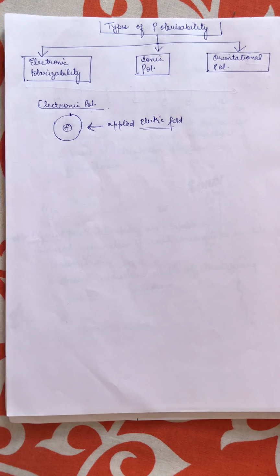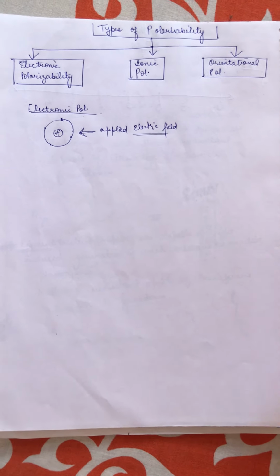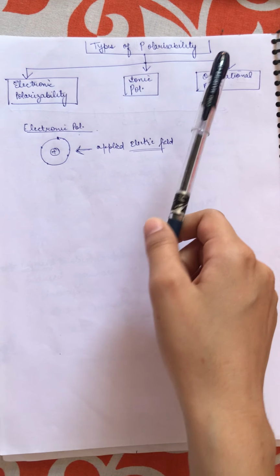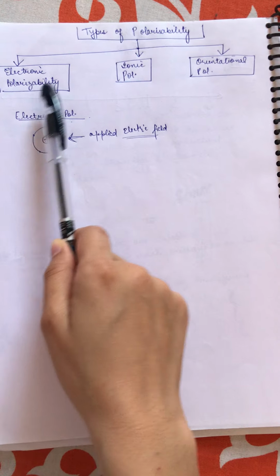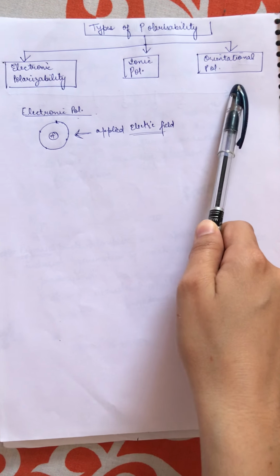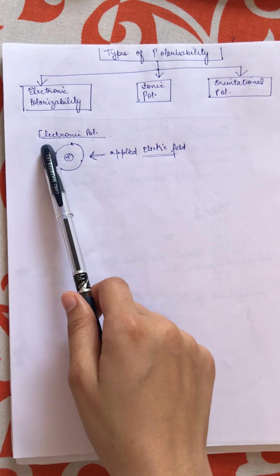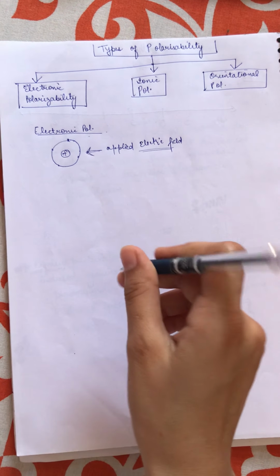Hello guys, in this video we will learn about the types of polarizabilities. These are of three types: electronic polarizability, ionic polarizability and orientational polarizability. In this video we will study the electronic polarizability.